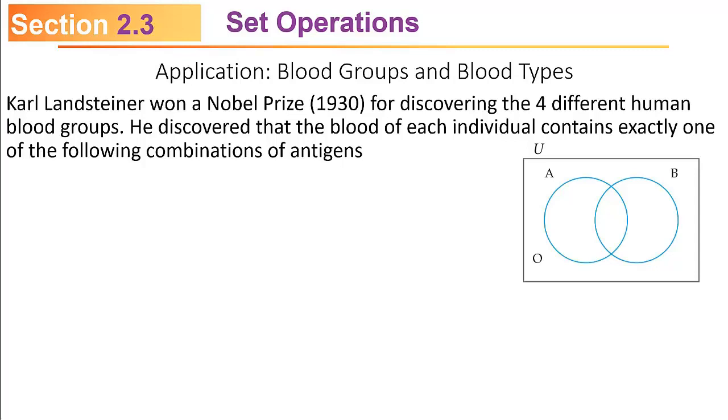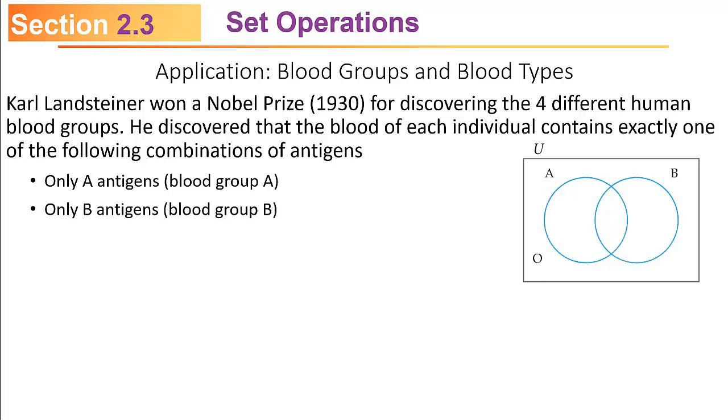Here's a really important application of Venn diagrams. It has to do with blood groups and blood types. Karl Landsteiner won a Nobel Prize in 1930 for discovering the 4 different human blood groups. He discovered that the blood of each individual contains exactly one of the following combinations of antigens. If you have only A antigens, you're called blood group A. Venn diagram-wise, that would be shading the part of circle A that doesn't overlap into circle B. If you have only B antigens, you're said to be in blood group B, and you'd illustrate that on the Venn diagram by shading the circle B, but not bleeding over into circle A at all.